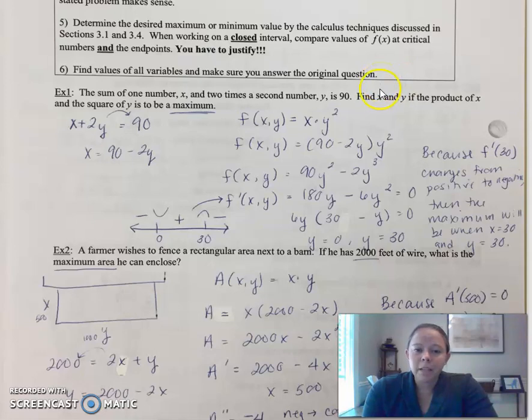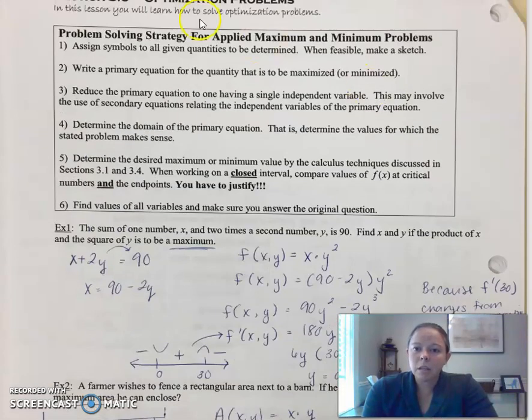Okay. Now let's go back and see if we can make sense of this box. So assign symbols to all given quantities to be determined. Well, that's our x and y. When feasible, make a sketch. Write a primary equation for the quantity that is to be maximized. That was this equation here. We're trying to maximize that product. And you can label it however you want. You can just call it F if you want. You don't have to write this x comma y.